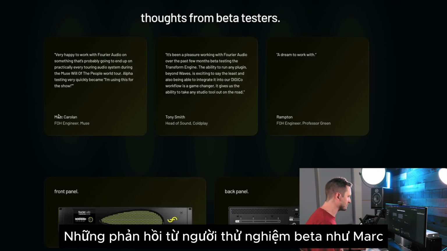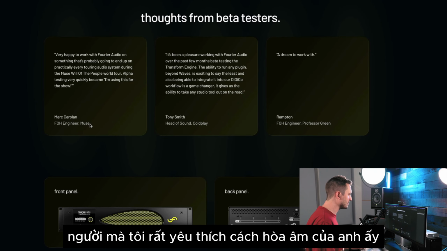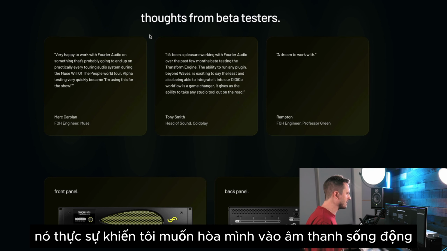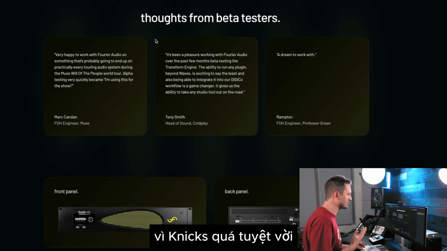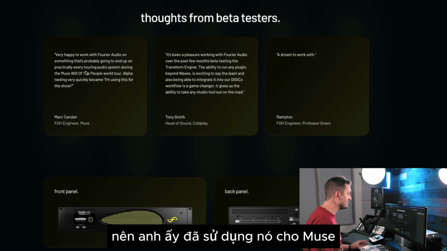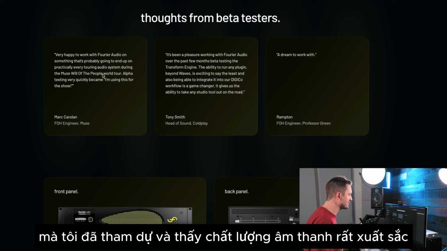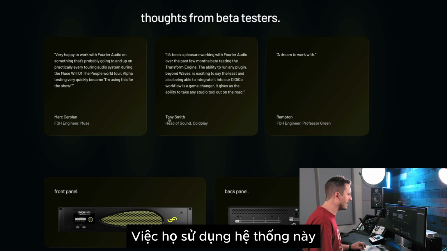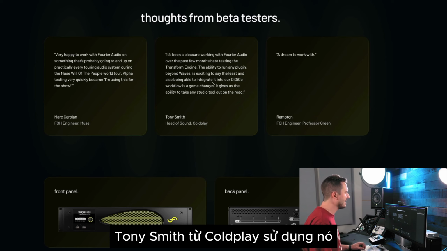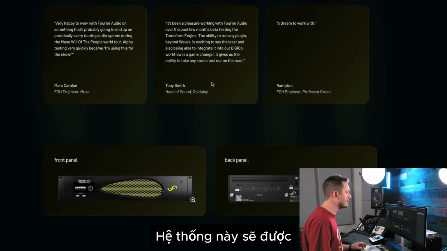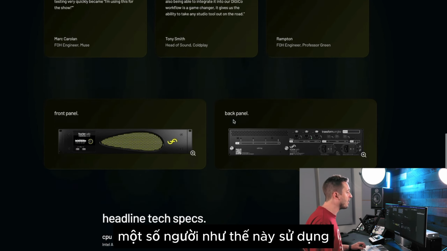Thoughts from beta testers. We've got Mark Carolyn from Muse, who is a guy whose mixes I really love. I saw Muse back in high school for the first time, and it really made me want to get into live sound because the mix was so awesome. He's been using this on Muse's Will of the People tour, which I actually did go to see, and it sounded amazing. So the fact that he's using it, and Tony Smith from Coldplay is using it, tells me a lot about how robust and reliable this system is going to be, that dudes like this are already using it.